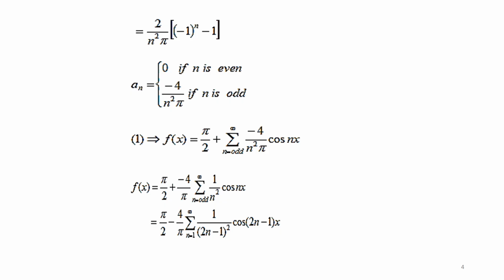You will get a n is equal to 0 if n is even, and minus 4 by n square pi if n is odd. Substitute the value in f of x. After substituting, you will have summation n is equal to odd to infinity. Now, in place of n is equal to 1 to infinity, I am using 2n minus 1 the whole square, so I'll get the same odd sequence for this also. So f of x is equal to pi by 2 minus 4 by pi summation n is equal to 1 to infinity 1 by 2n minus 1 the whole square into cos 2n minus 1 into x. Okay, this is what we are doing.